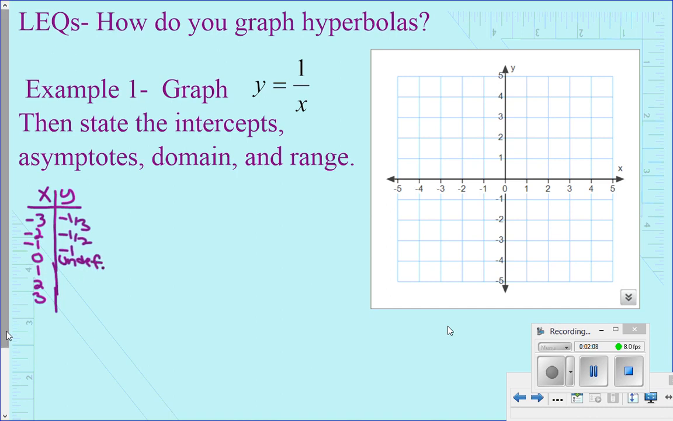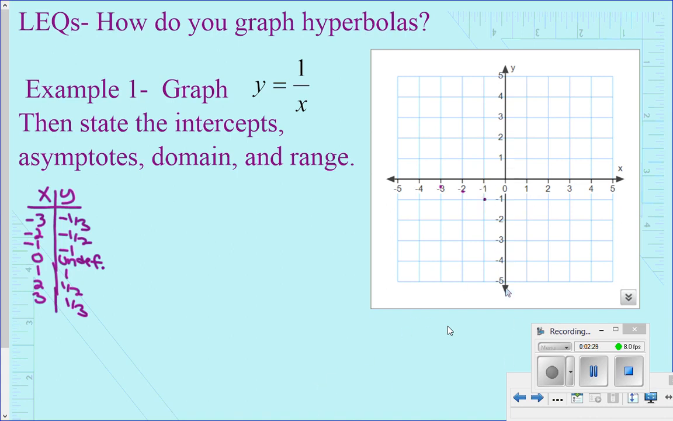0 we talked about when we looked at the domain restriction. That's going to make the function undefined. 1 divided by 1 is 1. 1 divided by 2 is 1/2. And 1 divided by 3 is 1/3. So if I start to plot some of that, negative 3, negative 1/3 is right there. Negative 2, negative 1/2, right there. Negative 1, negative 1, right there.